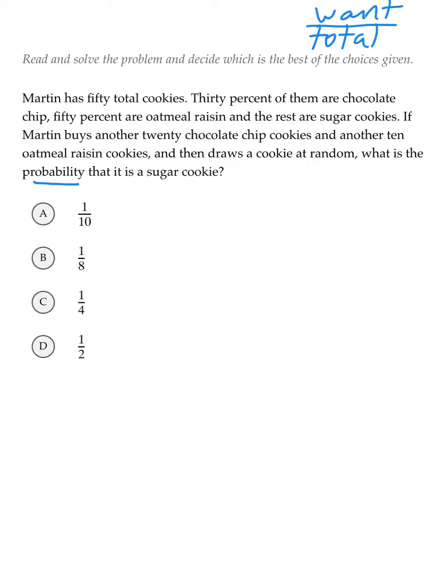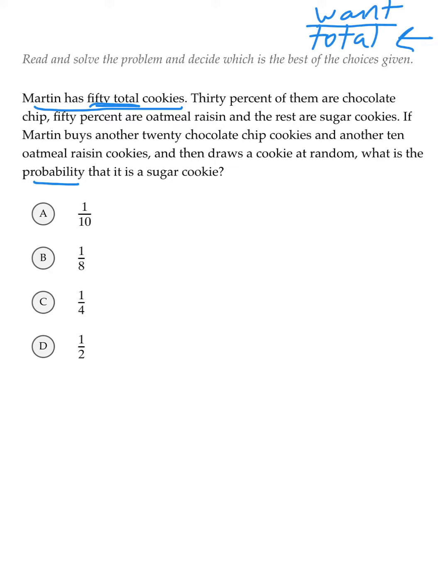We also see at the beginning that Martin has 50 total cookies. Now this is a little bit of a trick because that total isn't the same as the total for our probability, as you'll see later. In order to find that total for the probability, we need to use Martin's current total of 50 cookies to find all the other types of cookies that the problem describes.